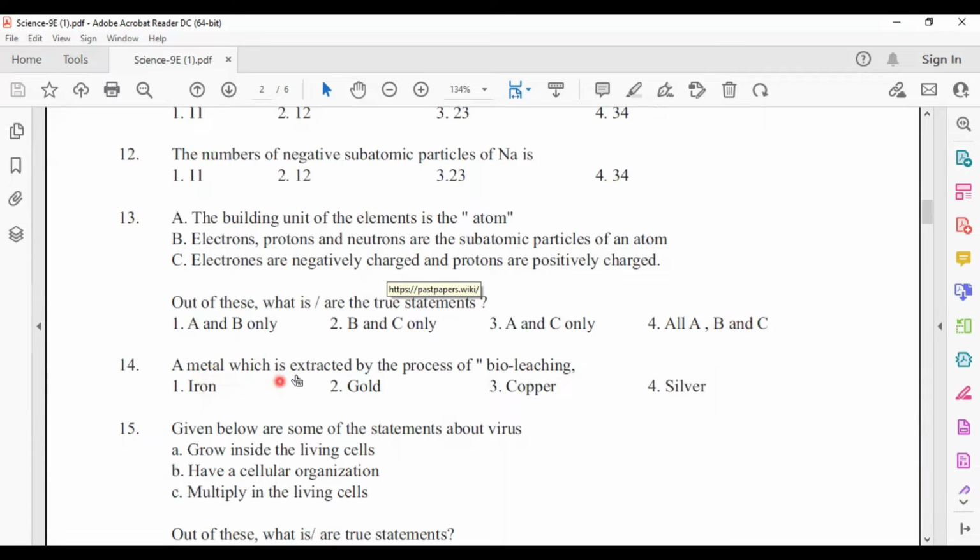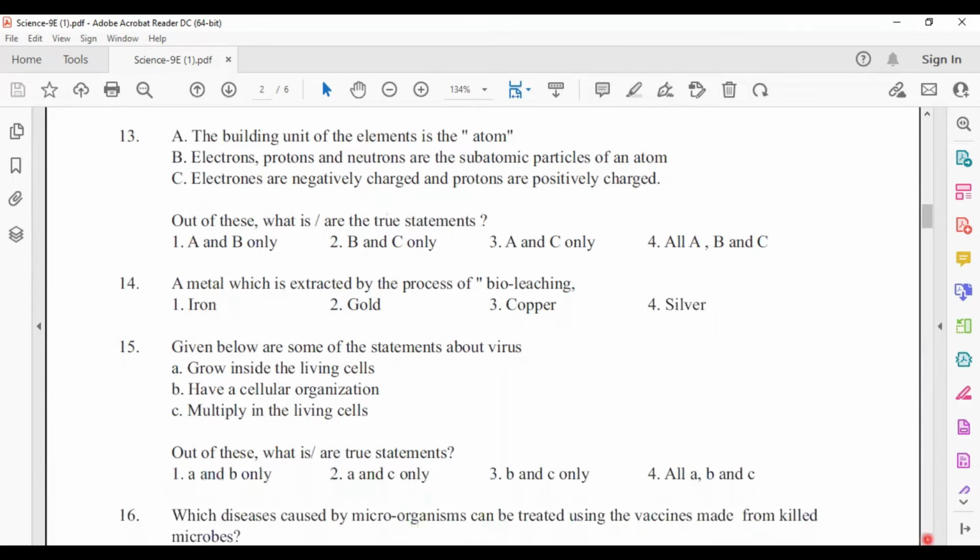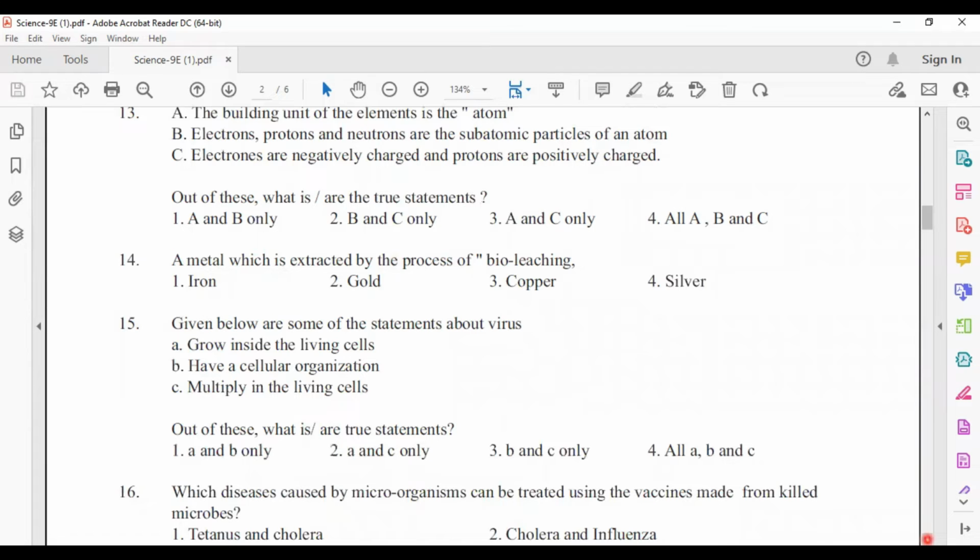A metal which is extracted by the process of bioleaching. Answer 3, copper. Here bioleaching means metal extraction from low-grade ores by the use of microbes, that is, microorganisms. Copper and uranium can be extracted by this bioleaching process.